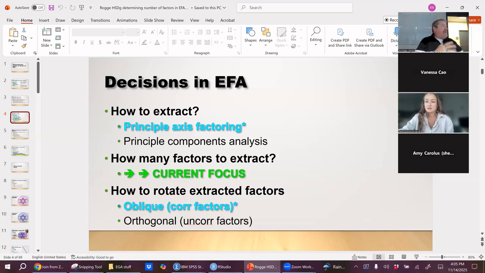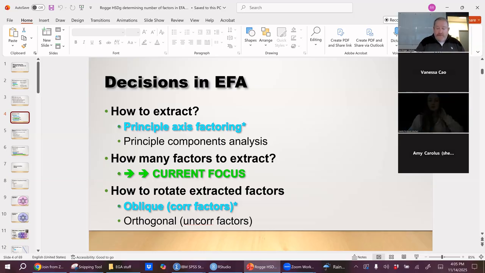You also have to decide how many factors to extract, which is what we're talking about today, and how to rotate the extracted factors. Tabachnick and Fidell, my favorite multivariate textbook, strongly recommends starting with oblique rotation, allowing the factors to correlate. If you extract factors and they turn out not to be hardly correlated at all, then you can shift to orthogonal rotation, but you should always allow them to correlate.